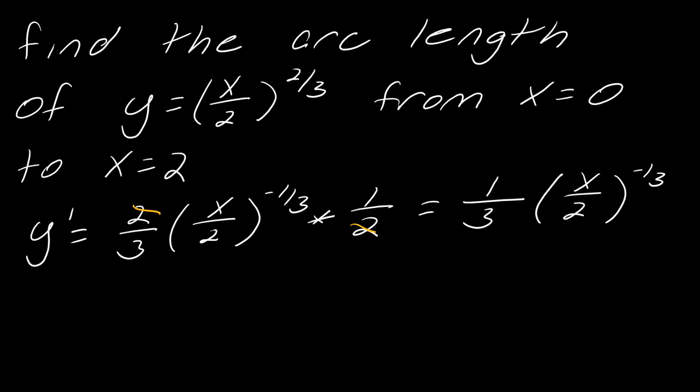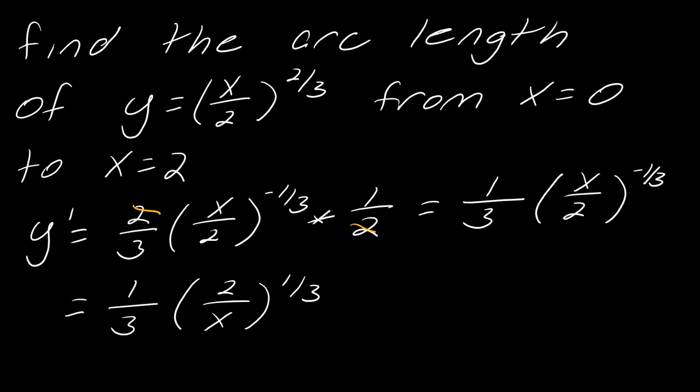Now I also just want to rearrange this, so I'm just wrapping my head around this. Oops, this should be a 1 over 3. Now that I have this, I'm going to flip these values. So this becomes 1 over 3 times (2 over x) to the 1/3. So you just got to kind of wrap your head around all those negative exponents and stuff.